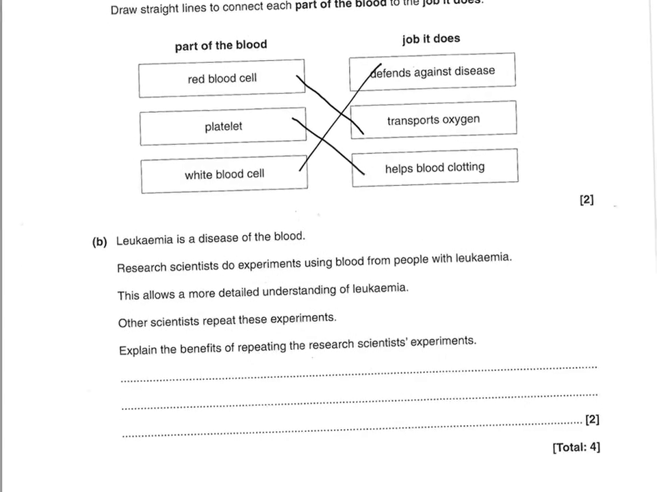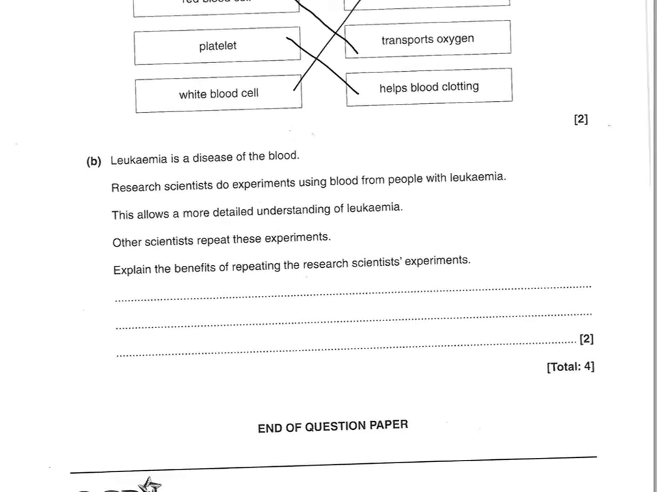And then next question, leukemia is a disease of the blood. Research scientists do experiments using blood from people with leukemia. This allows a more detailed understanding of leukemia. Other scientists repeat these experiments, explain the benefits of repeating the research scientists' experiments. So there's 2 points here. First, that scientists need to gather more evidence to support the work of the scientists. So if you said something about other scientists getting more evidence to verify the results or check the results are right, that'll be your first mark.